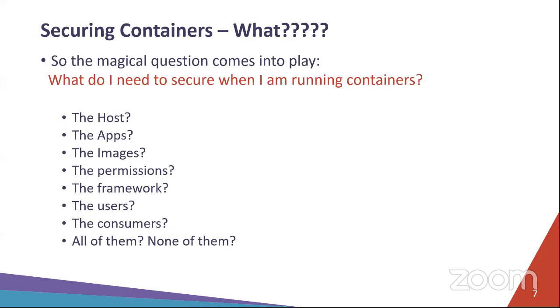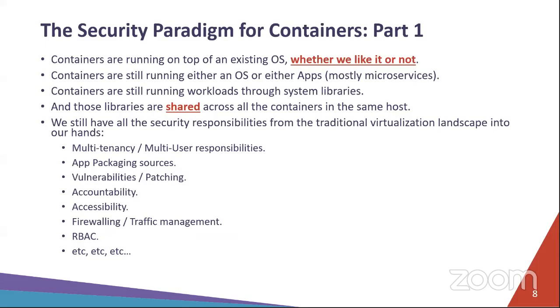So the first part of the paradigm about containers is the fact that we are running on top of an OS. Whether we like it or not, developers don't see that. They only see pipelines, the tools they use, and management sees results, applications being deployed. But in the backend, there is an infrastructure. And therefore, the apps and the OSs are actually vulnerable. We are sharing resources when we deploy containers. And we have the fact of multi-tenancy and multi-user responsibilities.